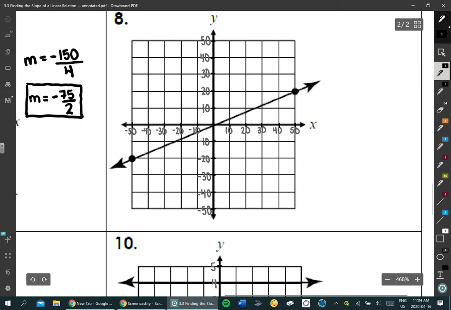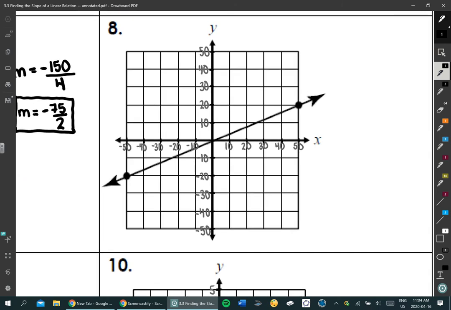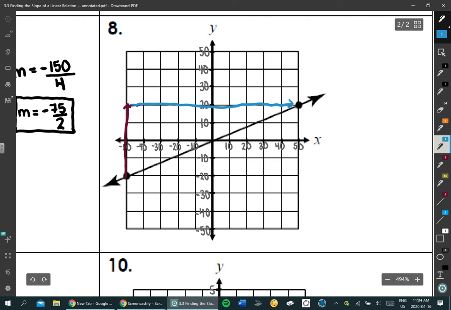Okay, moving on to question 8. Here we are counting by 10 and 10. So we're using the same scale for our x and y axes. And remember, when we have the same scale for x and y, we are allowed to count squares. So let's see. Our rise, we go up from this point all the way up to here. And our run, we go all the way across. So we're allowed to count squares because it uses the same axes.